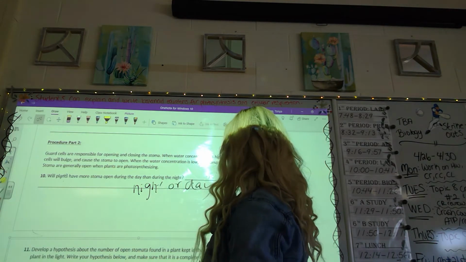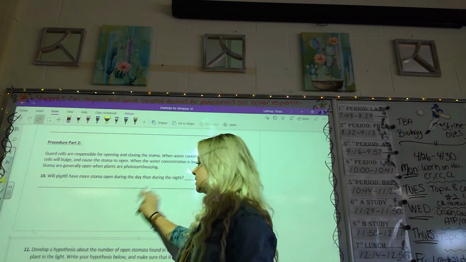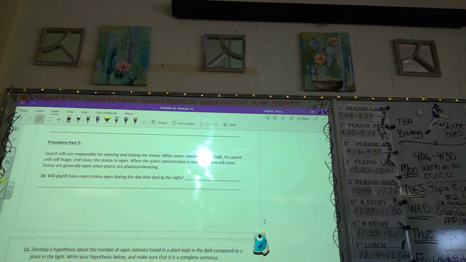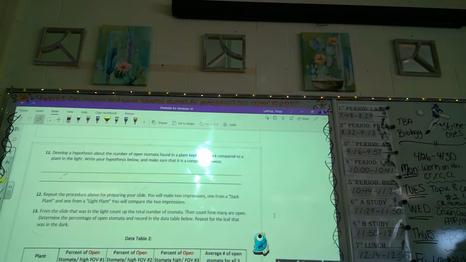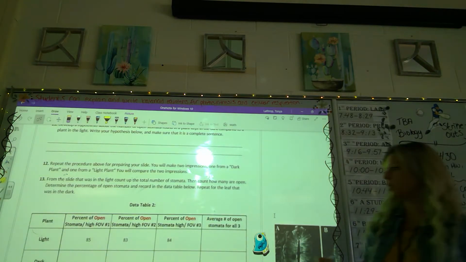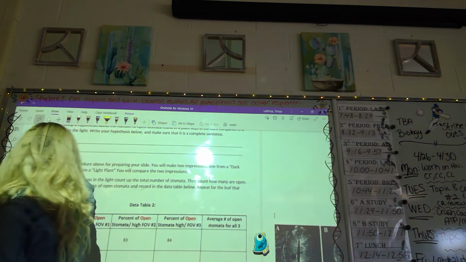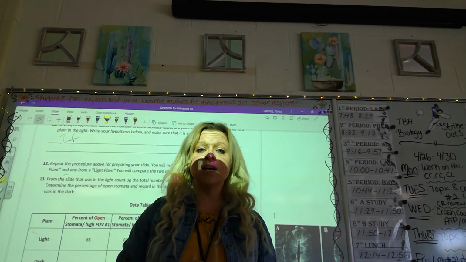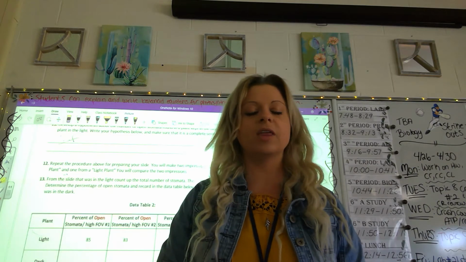Then for number 11, they want you to, in a complete sentence, have your hypothesis. Okay, so every great hypothesis for Regents biology should start with an if. So if the plant is in daylight, then it will have more open stomata because it can then do photosynthesis, which is needed for, it needs light for that reaction.